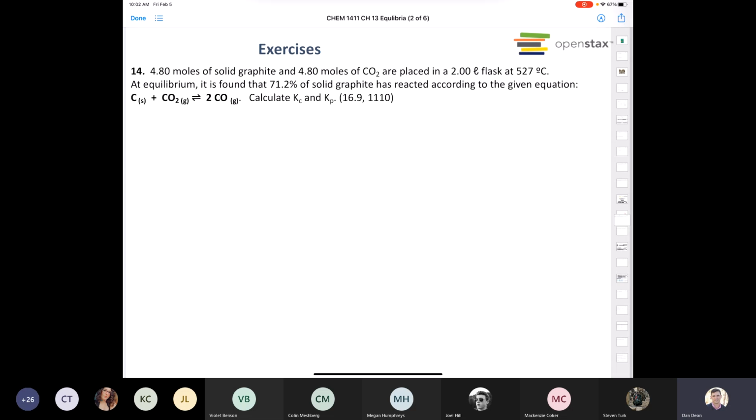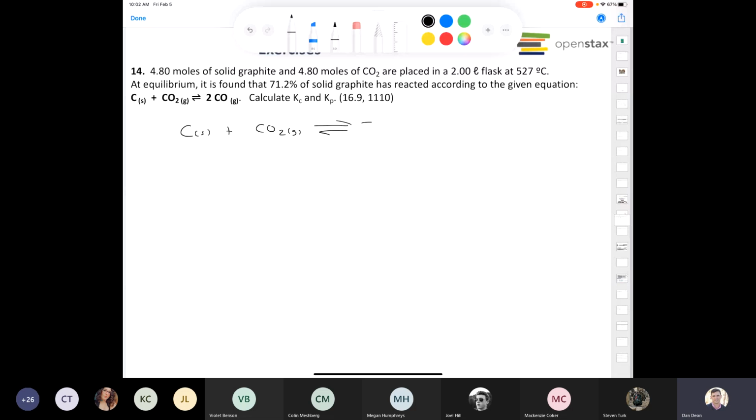Let's start out by making a nice table. Let's rewrite the equation. We have carbon solid plus carbon dioxide gives you 2 moles of carbon monoxide. Initially, we have 4.80 moles of this, and we have 4.80 moles of this, and we have none of this. Now we have a change, then we have an equilibrium, and it tells us that at equilibrium, 71.2% of it has reacted.